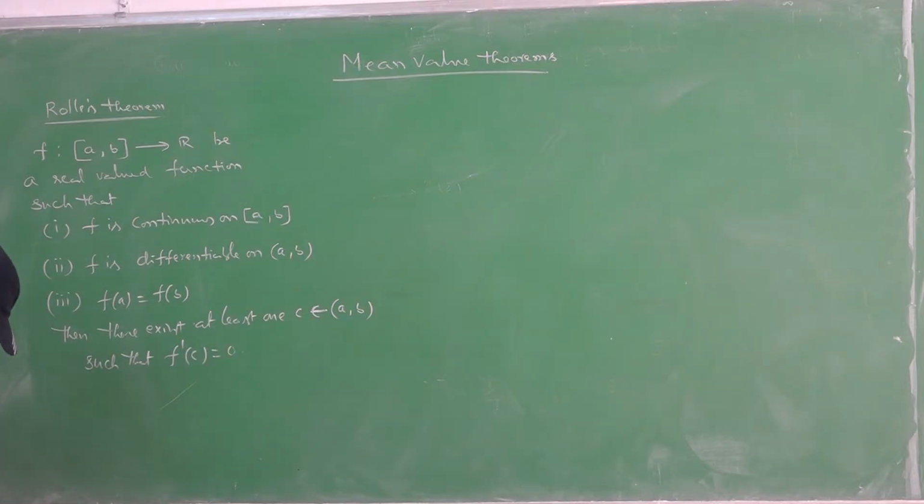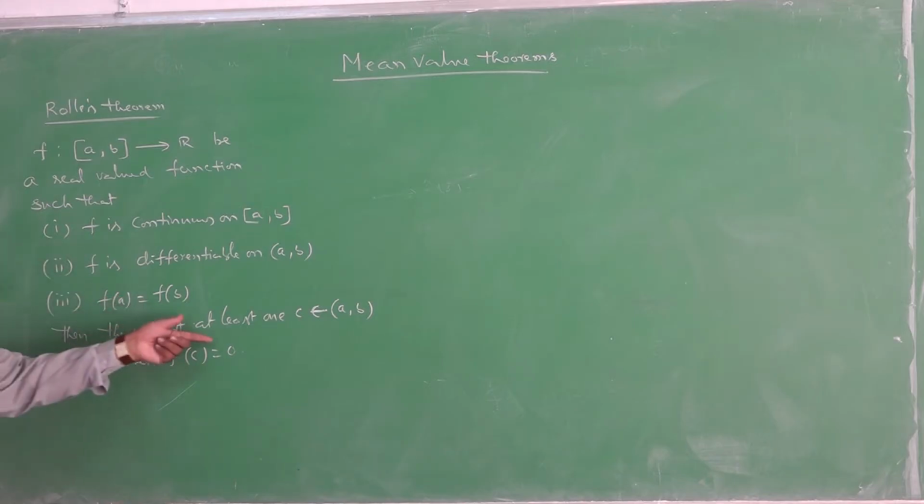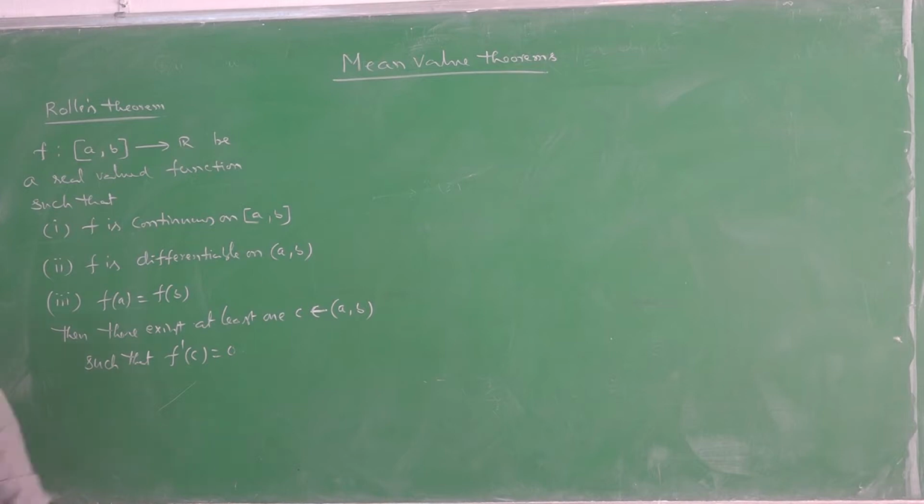So by Rolle's theorem, if f is a real valued function such that f is continuous on closed interval a, b and differentiable on open interval a, b, and f of a equals f of b, then certainly there exists at least one c. At least one c means one or more such points exist that lie between a and b, where the functional derivative becomes 0. The functional derivative vanishes at those points. So this is the statement of Rolle's theorem.